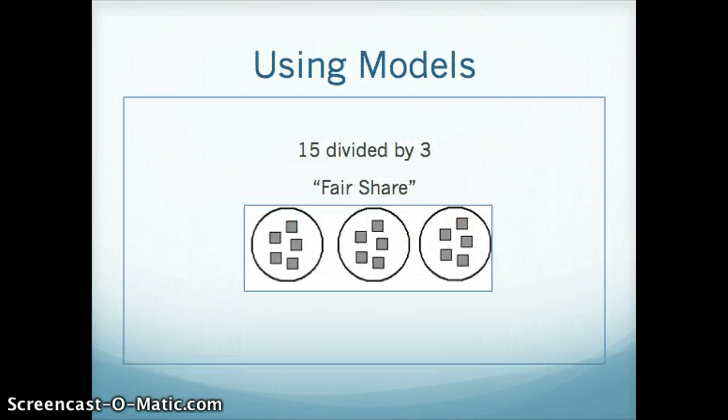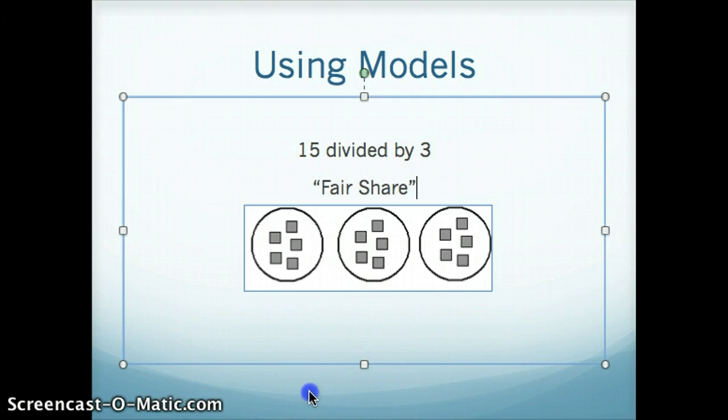The next way that I'm going to teach you is using models. And you can actually draw them out. We'll be working with this a little bit more in class. If we had 15 pieces of chocolate and we wanted to divide them by 3 groups, so maybe there were 3 friends who wanted chocolate and there were 15 pieces. We want to remember to do fair share.